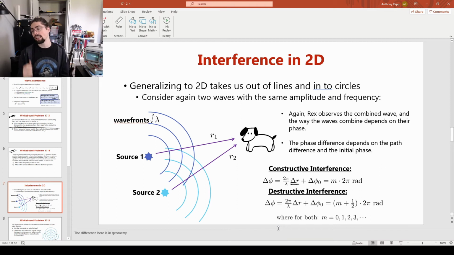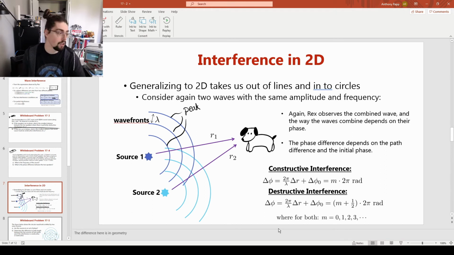How we draw it is a little bit different, though, because now we're taking this top-down view. So I do want to point this out. These wave fronts, as we're calling them, what these really are is the peak. This is the peak of the wave. So this is another peak, and this is another peak. That means that in between, we have our trough.